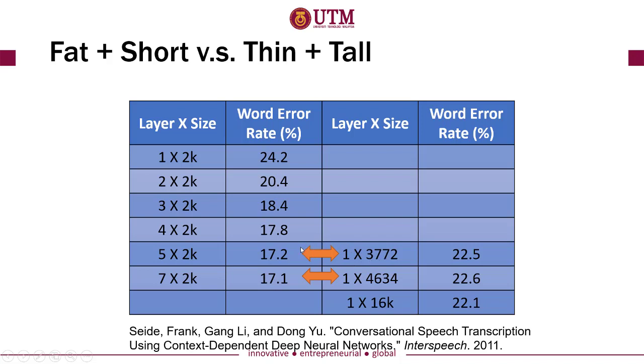I believe this one is implemented in text mining, because the performance here is in terms of word error rate. They find out that the word error rate here is 17.2%. Once they increase the size, still fixed with one hidden layer but increasing the parameters here, instead of 3772 neurons, you increase to 4634 neurons, and the error is only reduced by 0.1%.